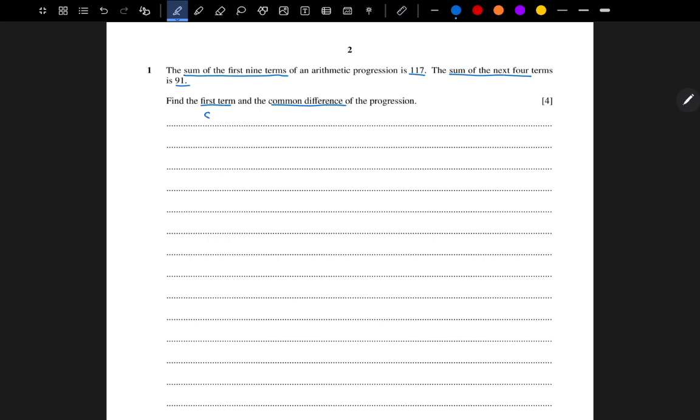Since we know that the sum of the first 9 terms is equal to 117, and the sum of the next 4 terms, which is term number 10 till term number 13, is equal to 91, we can rewrite this as the sum of the first 13 terms, the total 13 terms, is equal to 117 plus 91, which gives us a total. The sum of the first 13 terms is equal to 208.